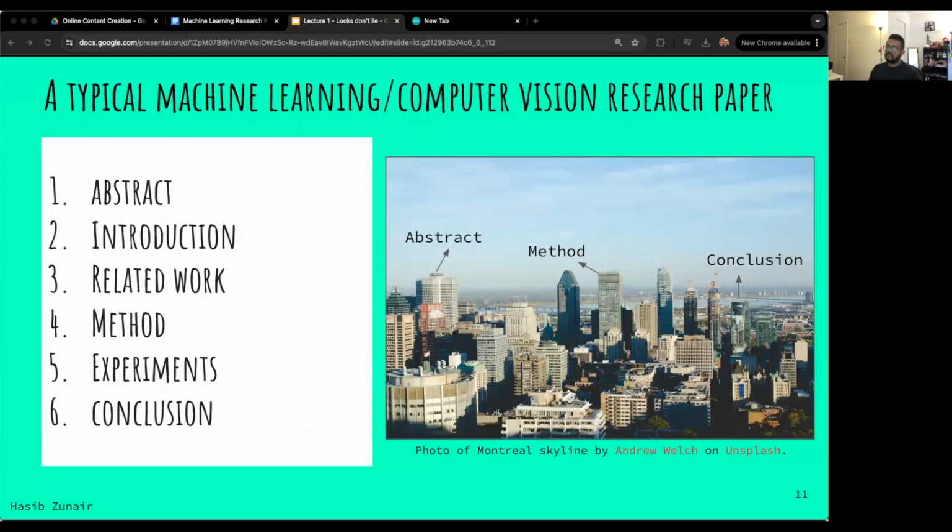Now, if we combine these three papers to come up with a high-level template, this is what it would look like, where we first start off with an abstract and then the introduction, followed by the related work section. And afterwards, we have the method section, where we would basically talk about our proposed work, followed by the experiments, and finally ending with a conclusion.